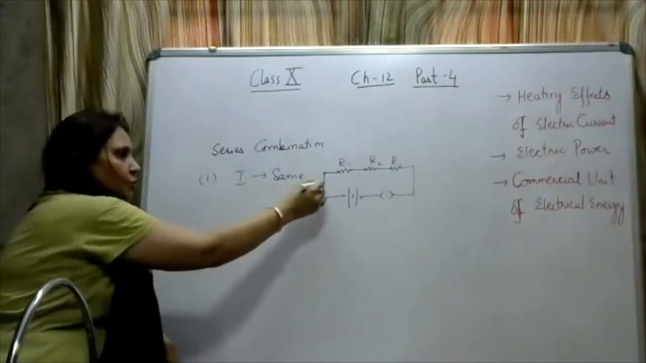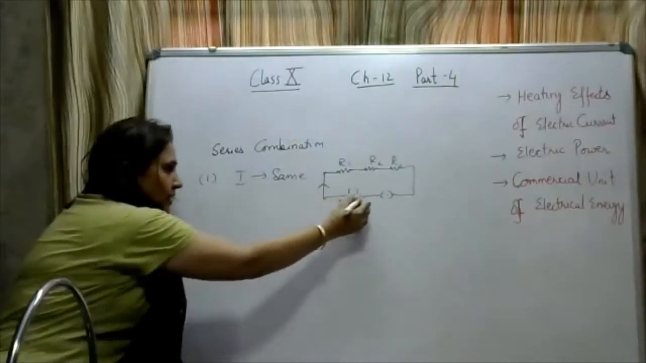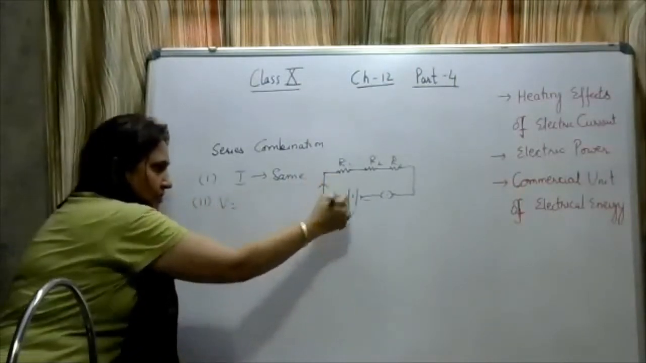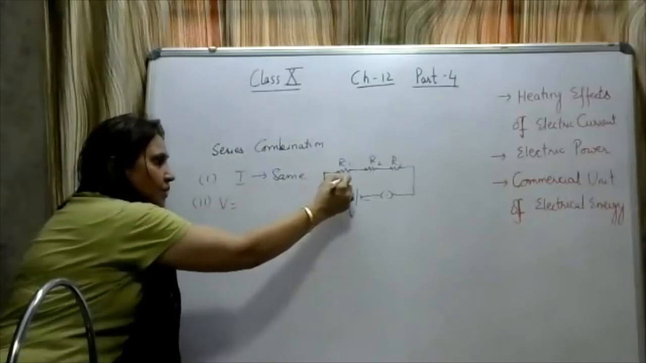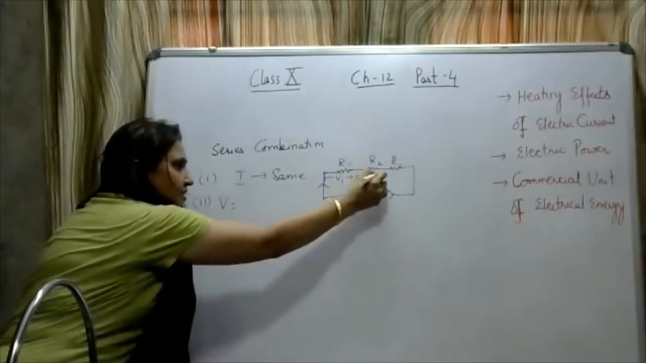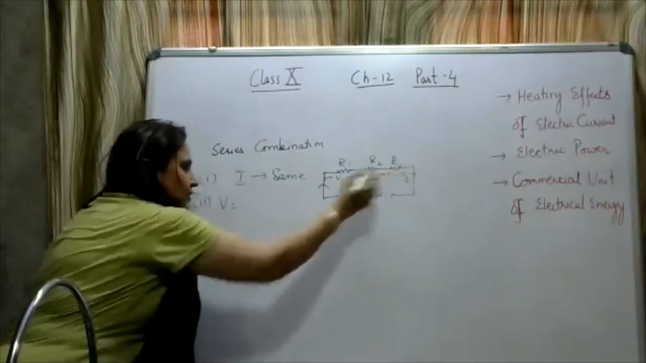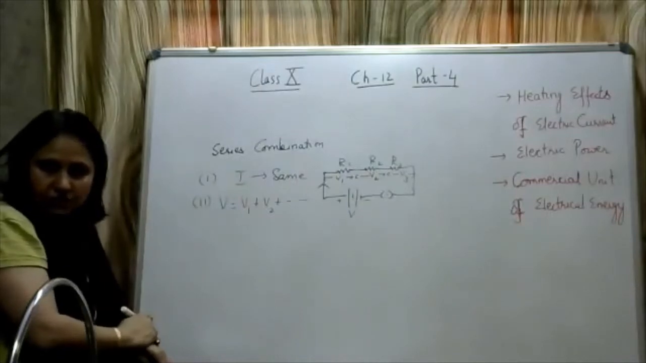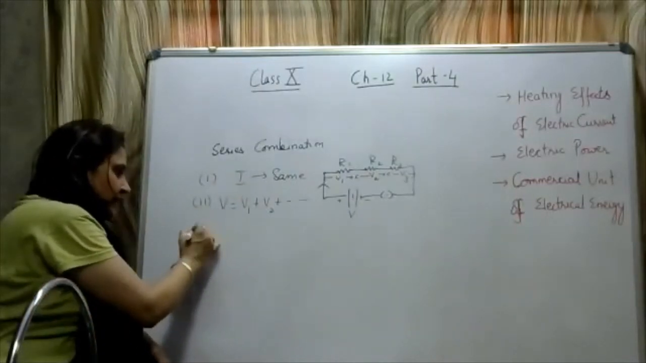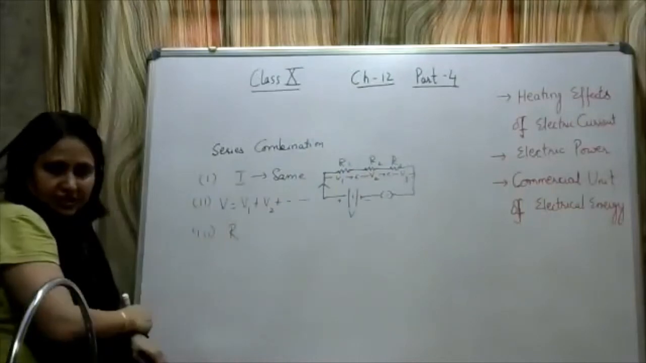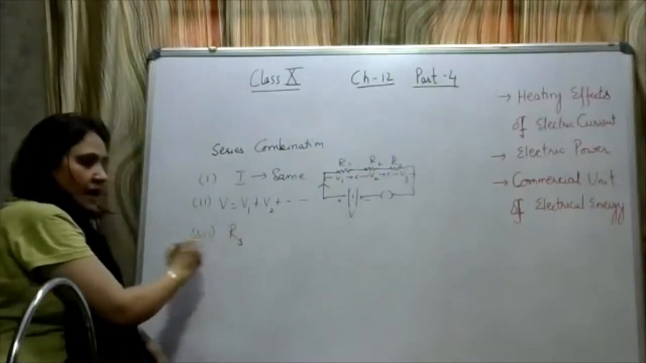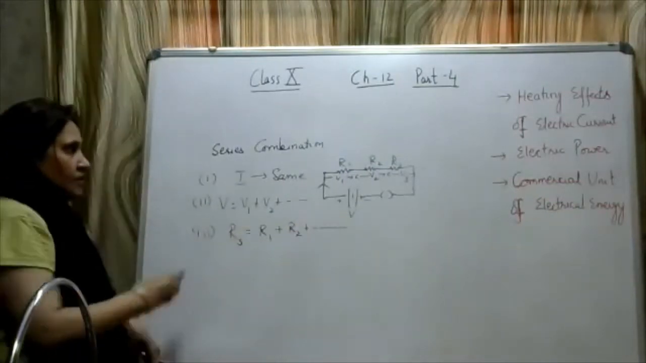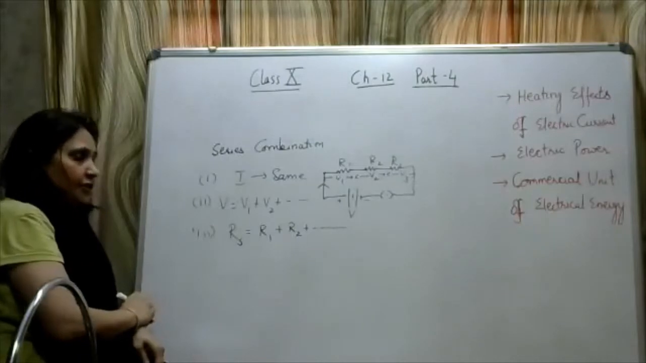So the current flowing through each resistor is the same, but the potential difference across the whole combination, that is V, will be equal to the sum of the potential differences developed across each resistor. So V is equal to V1 plus V2 plus V3 and so on. And the third is that the effective resistance in the series combination, let us write it as RS, is equal to the sum of the resistances which are connected in series. So these are the 3 points which you have to remember for series combination.